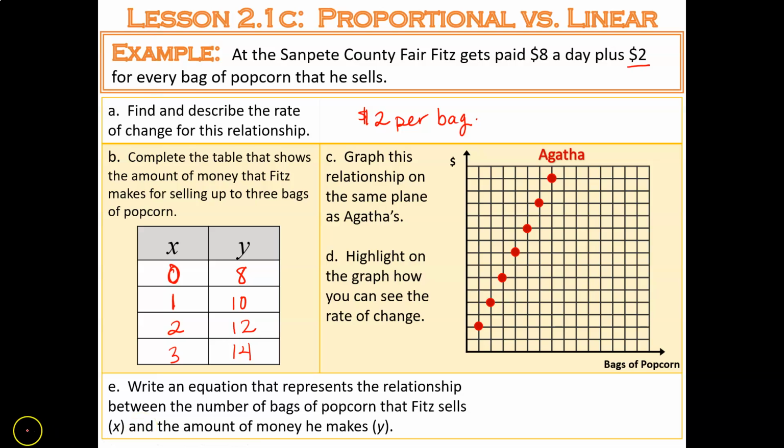I'll show you the comparison. Hold on, let me put my intervals. This time, we don't start at 0, we start at 8. We start at 0, 8. Then 1, 10, and 2, 12, and 3, 14. So those lines have the same rate. They're parallel to each other, but one of them starts ahead of the other one with $8, while Agatha starts with 0.